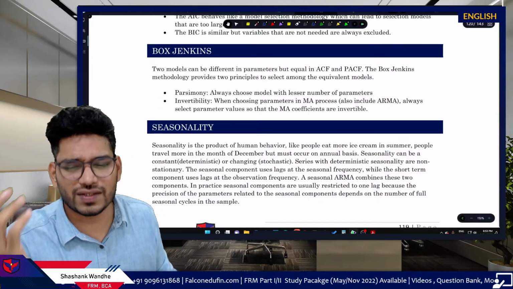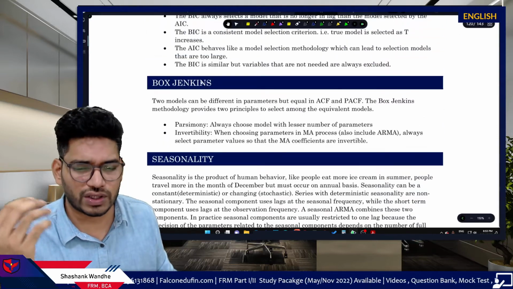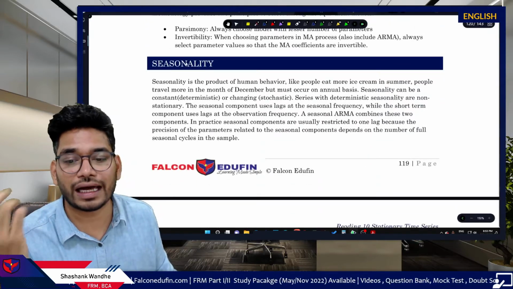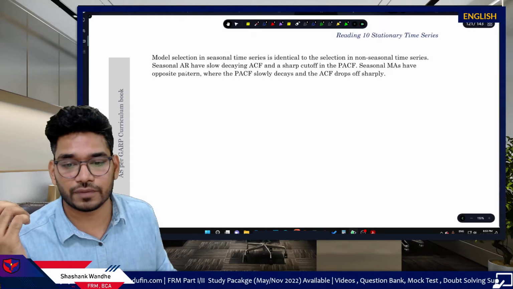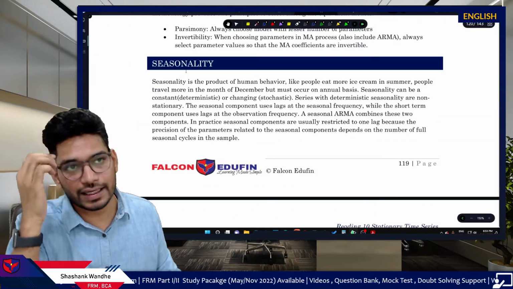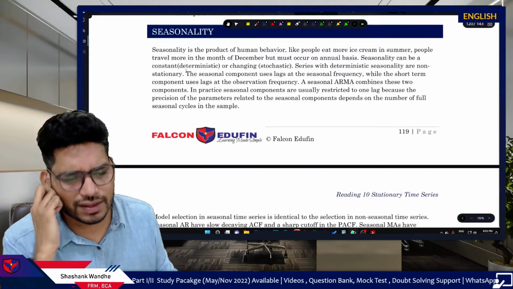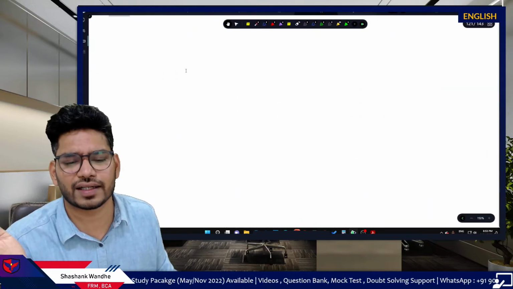Then the Box-Jenkins model, the Box-Jenkins process. So understand what it is and how it works. Seasonality. Now again, the basics of seasonality, because seasonality is covered in the next chapter, not here. This is the basic discussion of seasonality.